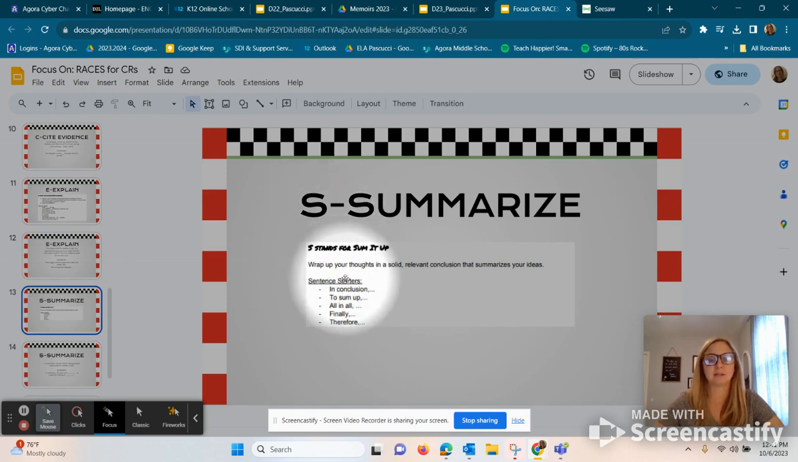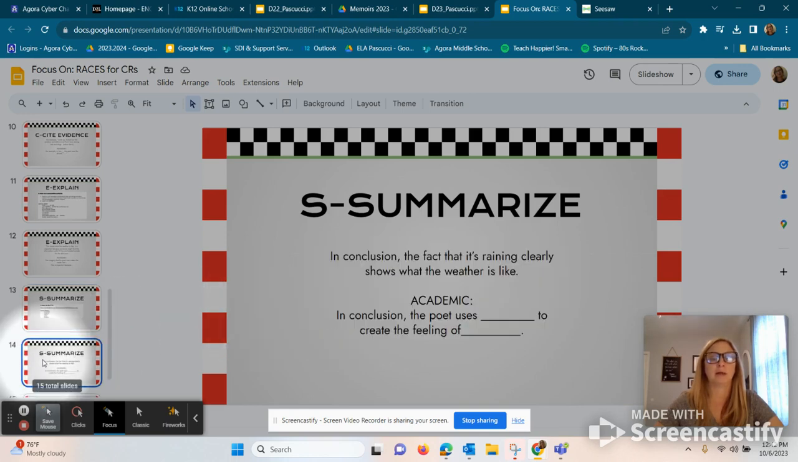S stands for sum it up. Wrap up your thoughts in a solid, relevant conclusion that summarizes your ideas. Some starters: in conclusion, comma, to sum up, all in all. And then you're just going to restate your answer. For our weather one: in conclusion, the fact that it's raining clearly shows what the weather is like. Academic, the one we're working on: in conclusion, the poet uses blank to create the feeling of blank.